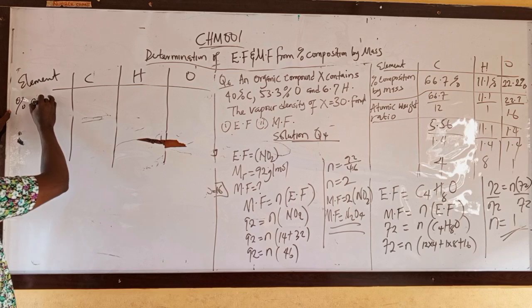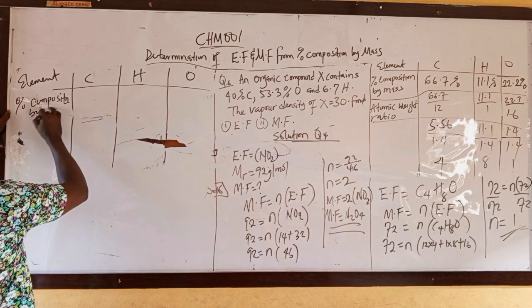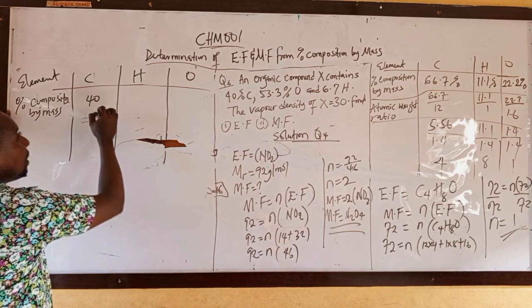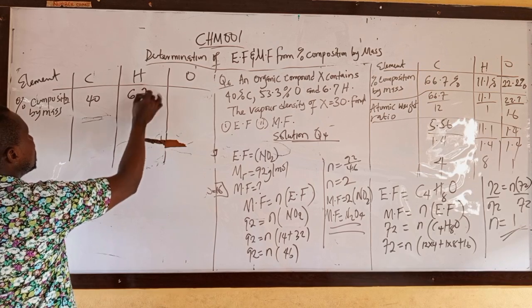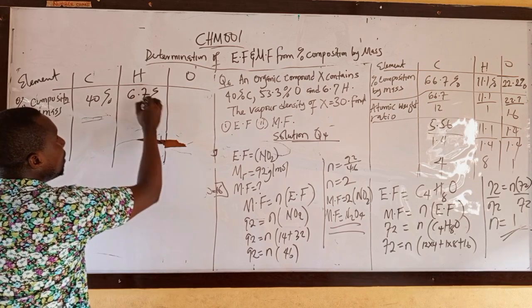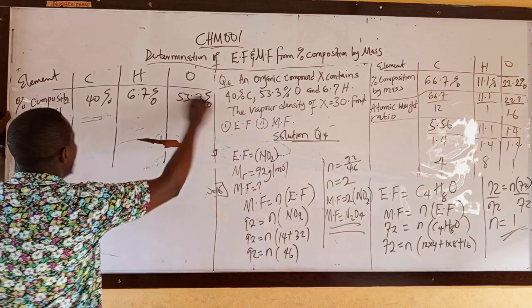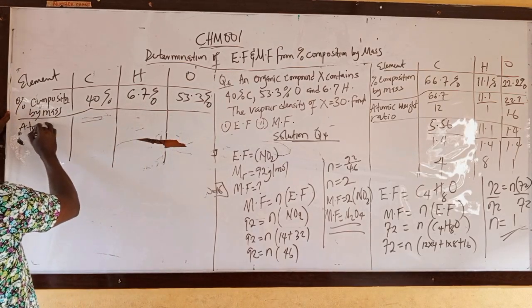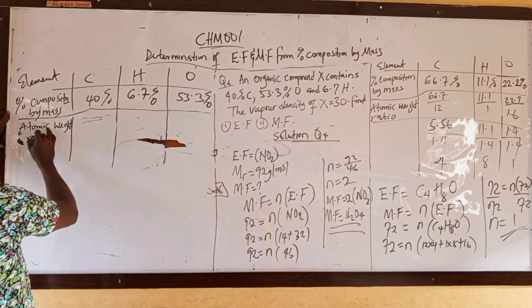Percentage composition by mass. Carbon is 40, hydrogen is 6.7, oxygen is 53.3%. What do we have? Atomic weight ratio.